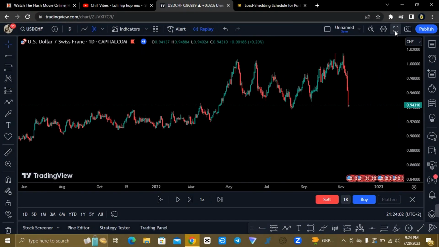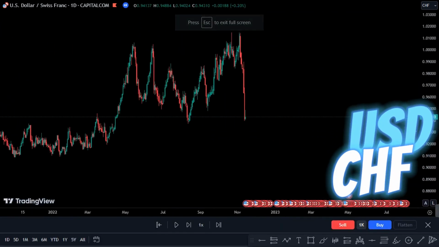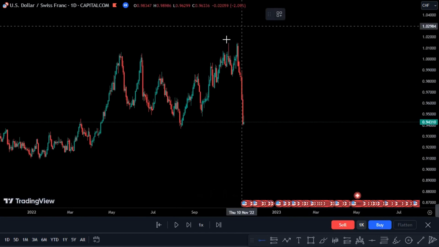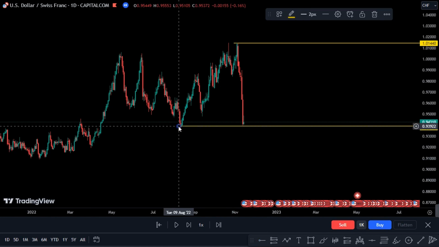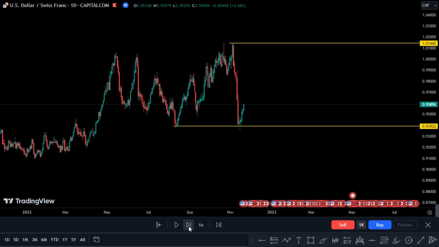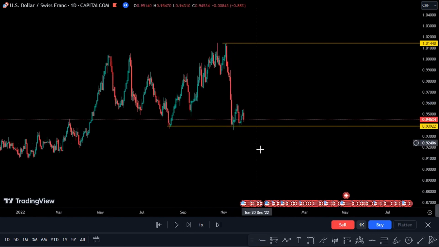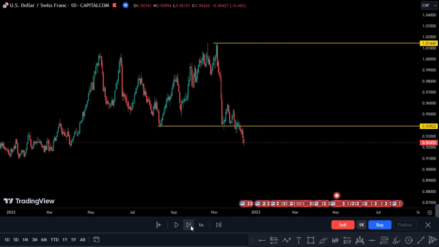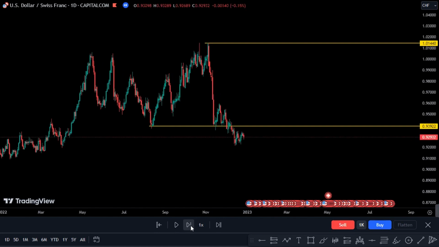Okay guys, let's look at a different instrument right here, which is USDCHF. Still on the same strategy. Here we can see that we have our swing high, then our swing low right here. Let's see how the market unfolds. What we're looking for is this market to break out, and then we wait for a retest. Let's see, and indeed we see it breaking to the downside.